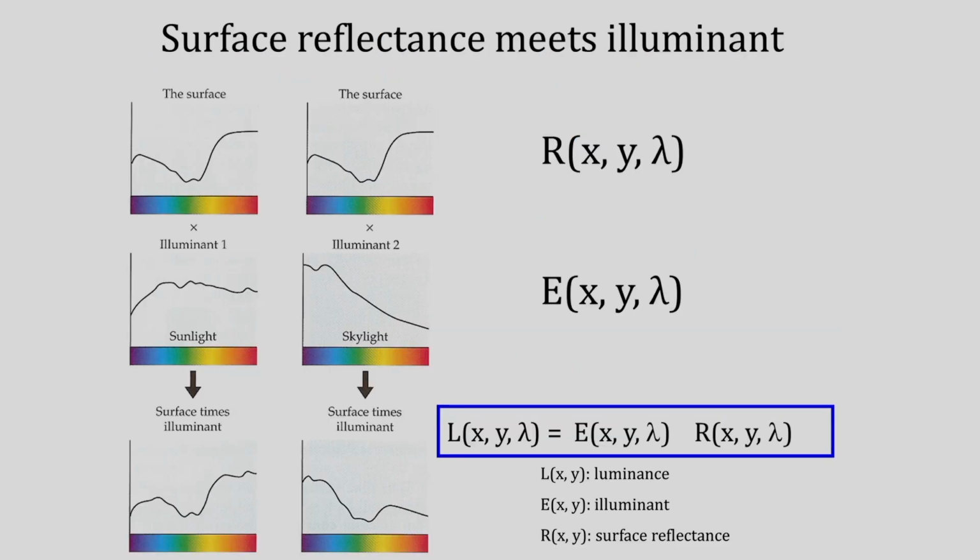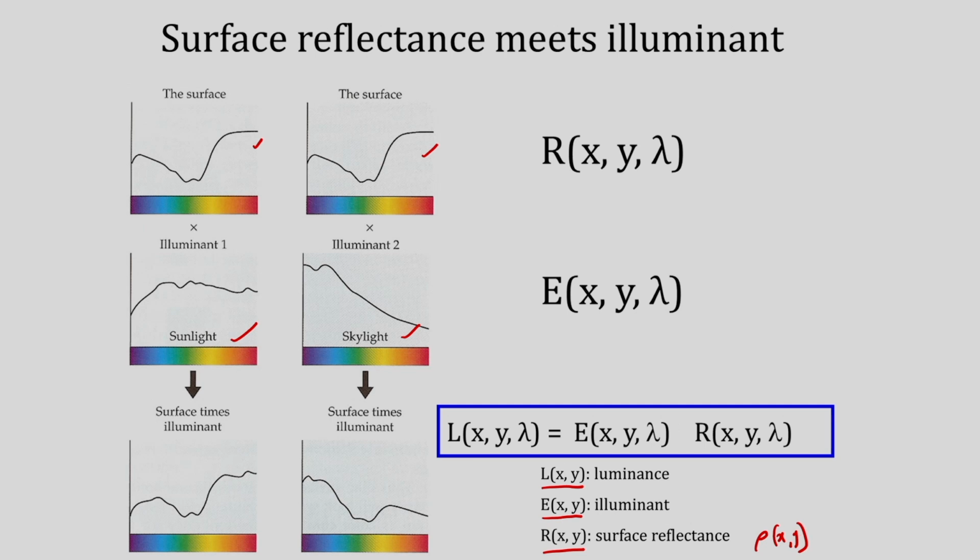Here I have shown the surface reflectance meeting the illuminant. I am considering the surface reflectance profile, and two light sources: sunlight, the illuminant 1, and skylight, the illuminant 2. If I want to determine the luminance, L(x,y) is the luminance, E(x,y) is the illuminant, that is the irradiance, and R(x,y) is the surface reflectance, which is nothing but the albedo of the surface, rho(x,y).